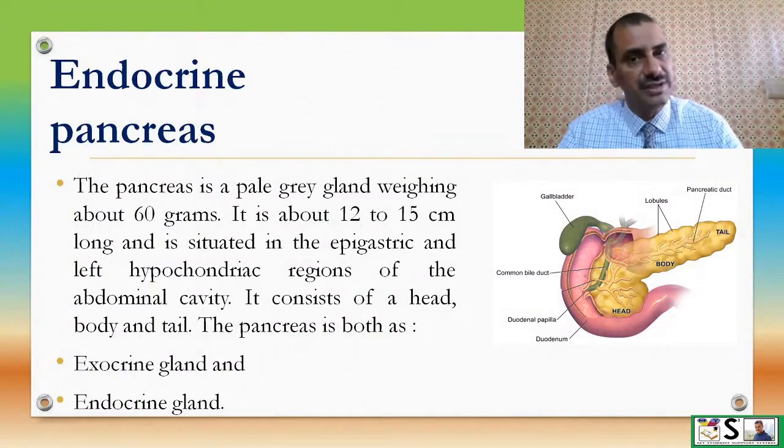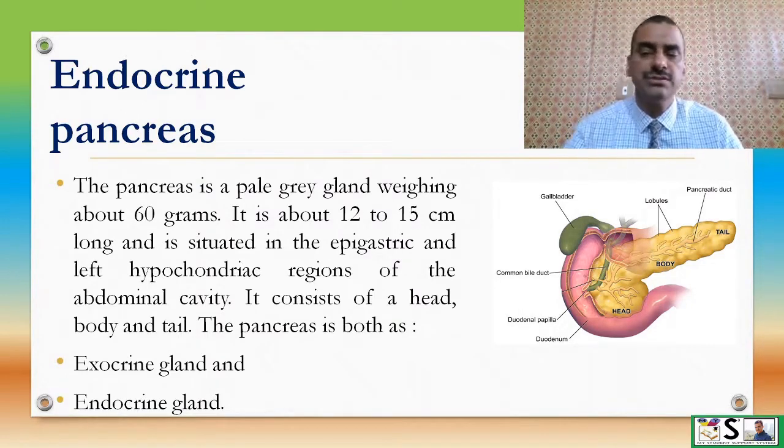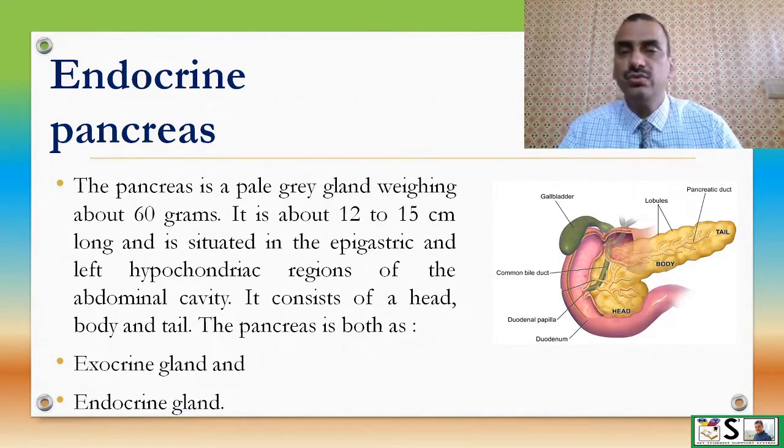Now, endocrine pancreas. The pancreas is a pale grey gland weighing about 60 grams. It is about 12 to 15 centimeters long and is situated in the epigastric and left hypochondriac regions of the abdominal cavity. It consists of a head, body and a tail.